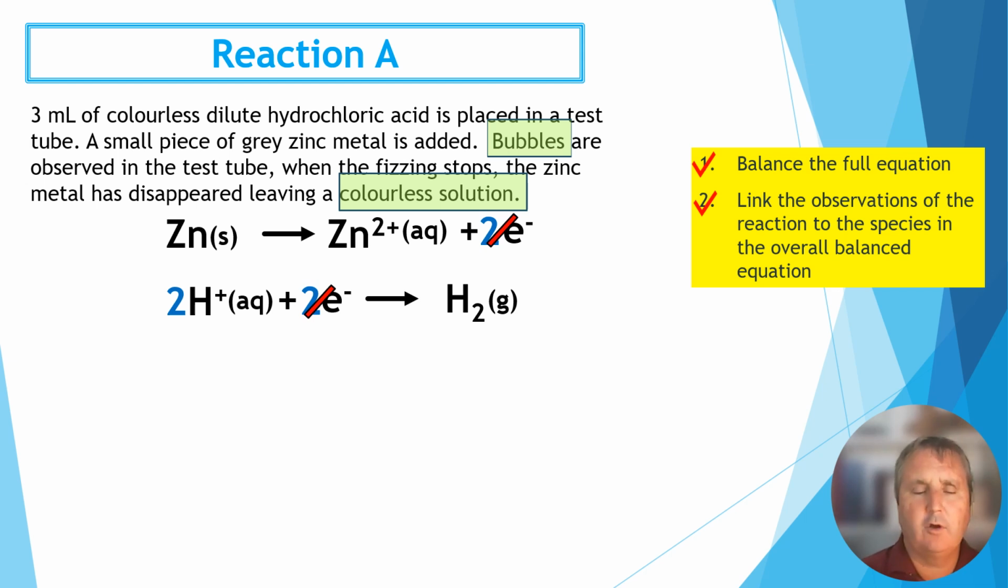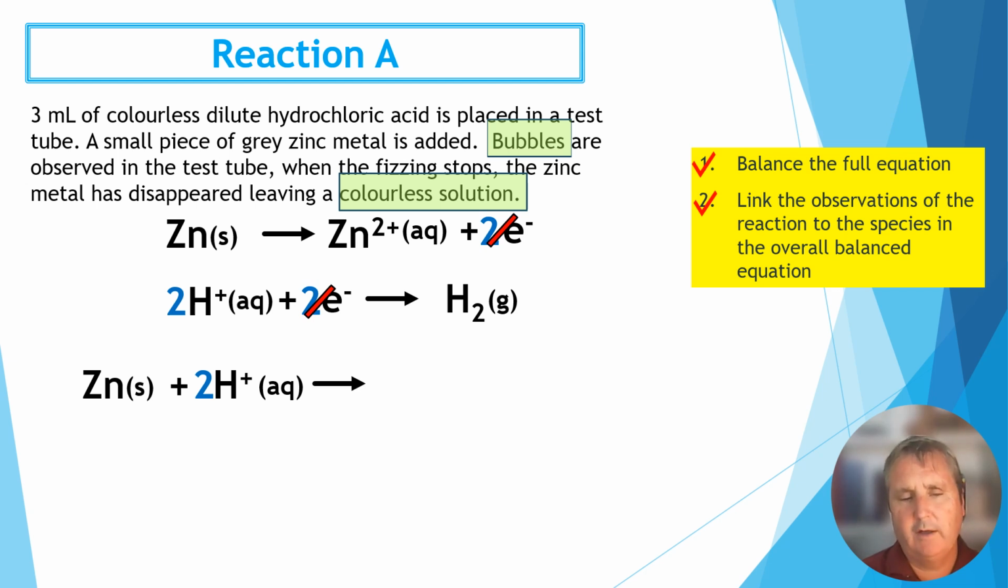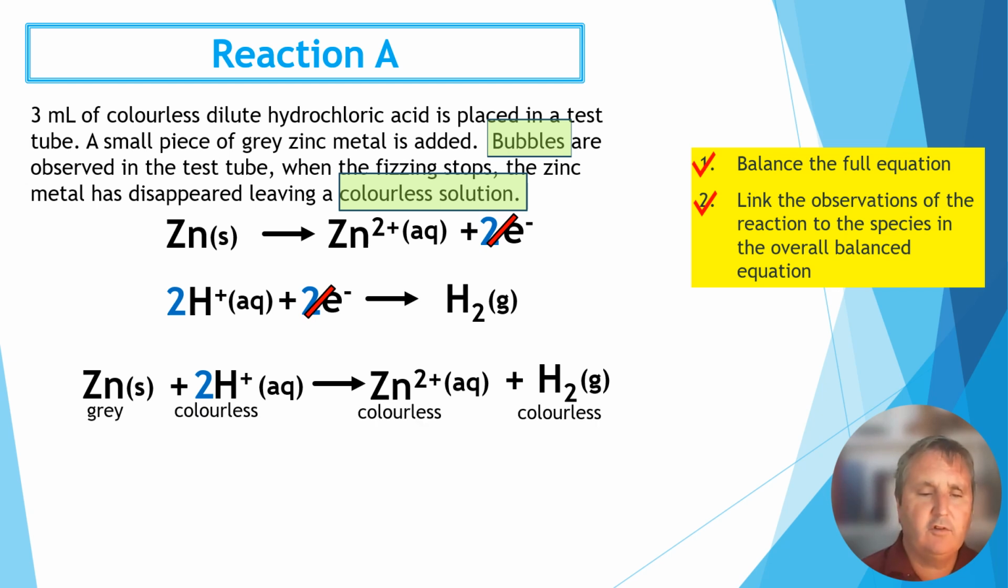So we're going to add the full equation. It does not matter which order you write down your reactants or the order of the products. So here we go: zinc solid plus 2 hydrogen ions in solution, aqueous, go to zinc ions in solution plus hydrogen gas. Now, because I'm about to link the observations to the overall reaction, I'm going to write the colors under this overall equation again. And now I'm going to write a final overall explanation of why I noticed the colors that I did.